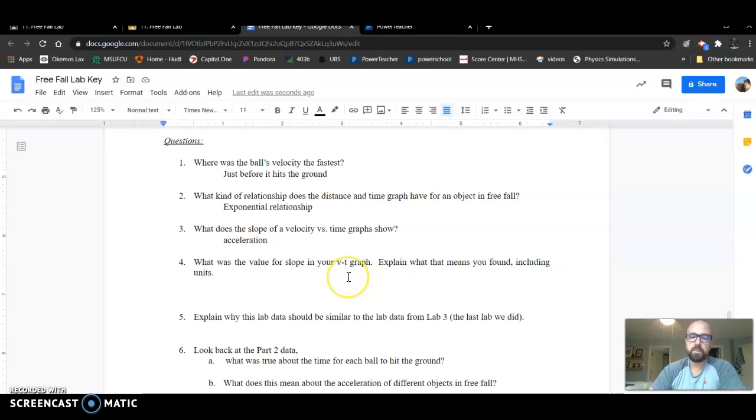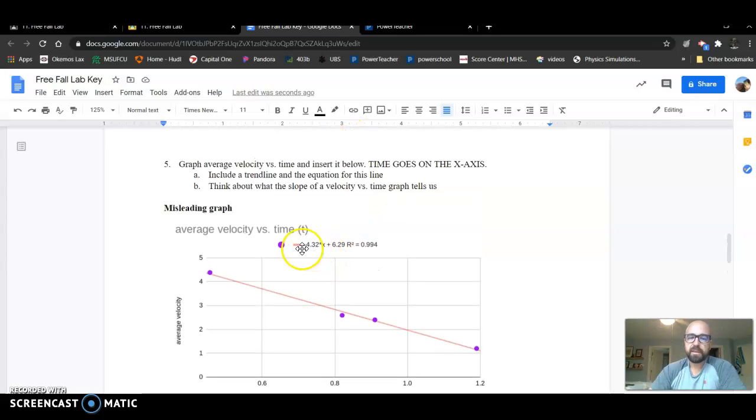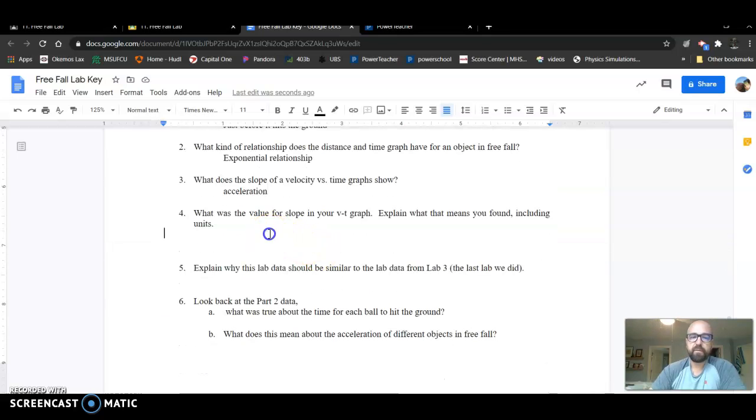And then the value for slope. I want you to say what that means you found, including the units. So even though this graph is misleading, it still has a slope here of negative 4.32. I would look at that from what I did on my graphs, and I would say, well, negative 4.32 was my value for slope. This is the acceleration due to gravity. You found that because you just told me up here that acceleration was the slope. So the slope is acceleration due to gravity in meters per second. So that's the units.